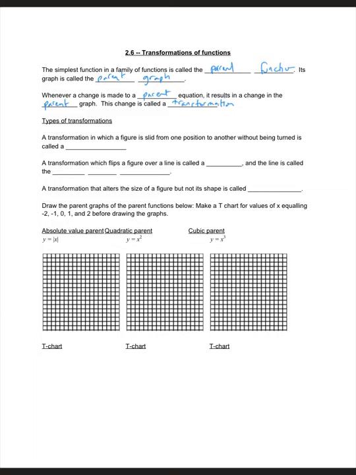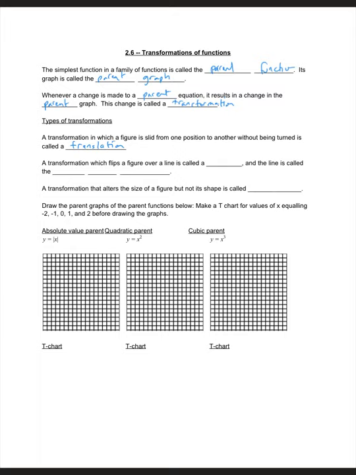Now, in the Desmos activity that you played with last time, you should have noticed that you had several different types of transformations. One of them was when the graph would just move left or right or up or down without actually changing size or shape. That transformation is called a translation. So it's sliding a figure from one position to another without turning it or changing its shape.